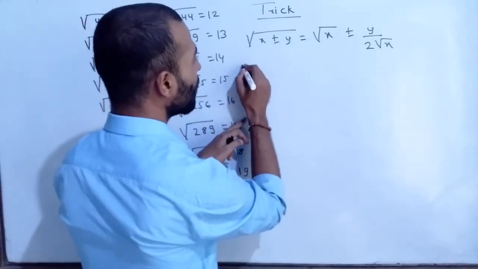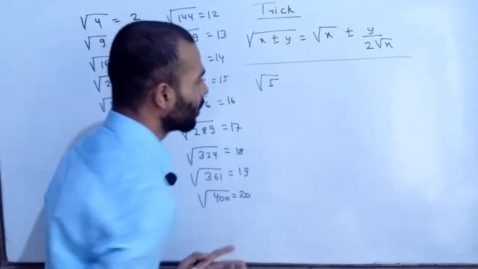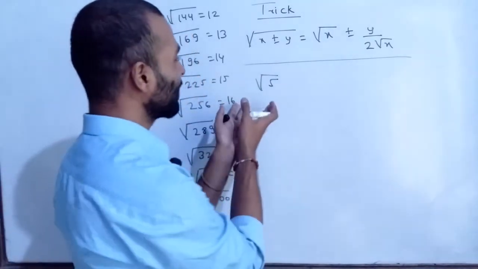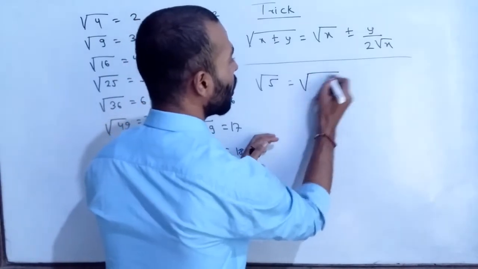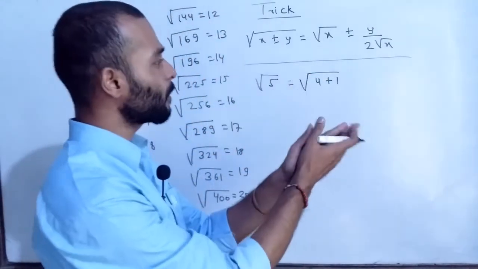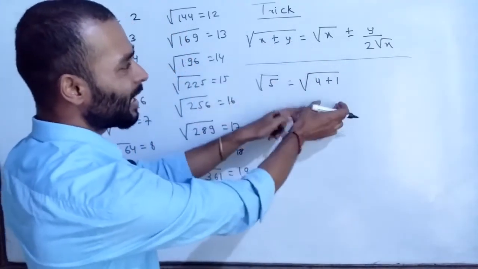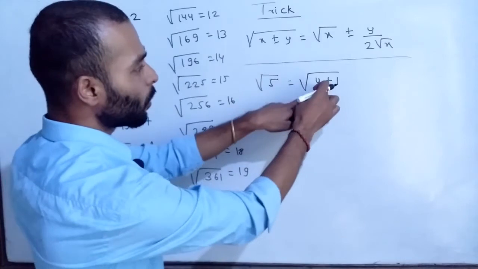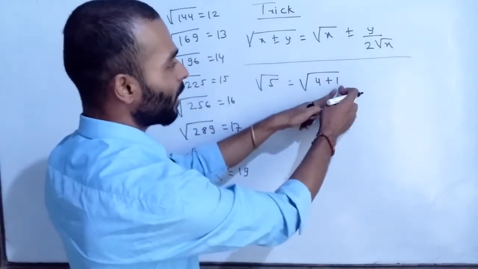Now I am calculating the square root of 5. Root 5 can be written as root of 4 plus 1. Yes, it can be written as root 5 equals root of 4 plus 1. Now root of 4 plus 1 is in the form of this formula, root of x plus y, where x equals 4 and y equals 1.